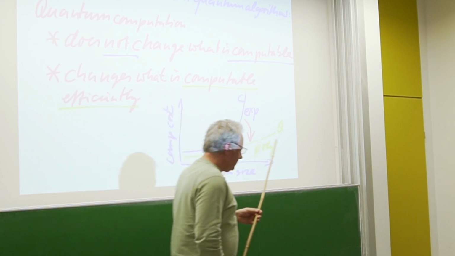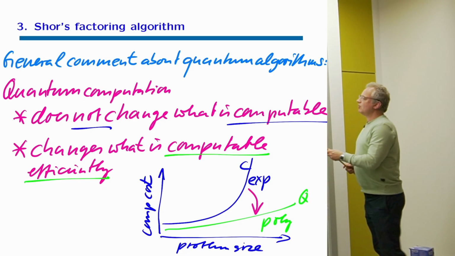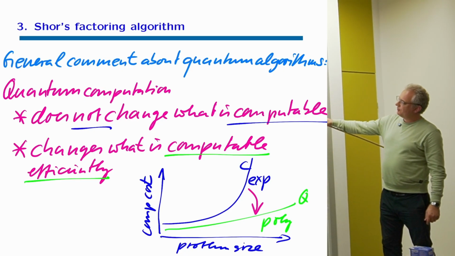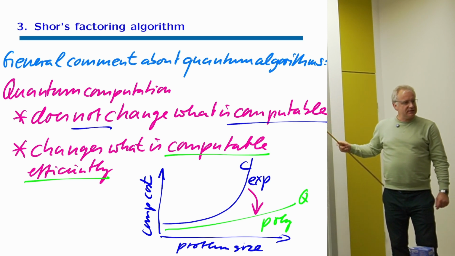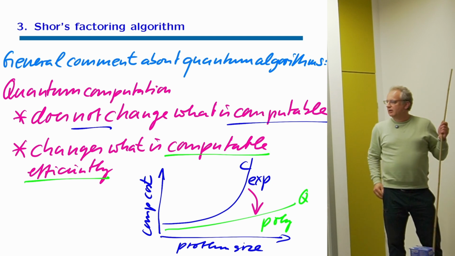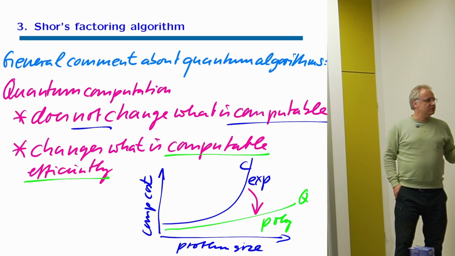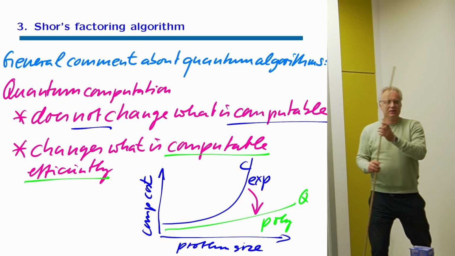And there are examples where quantum computation gets you from exponential or close to exponential to polynomial. And that's the kind of gain you can hope for in quantum computation. So this is what quantum computation is about, just as a very general comment.